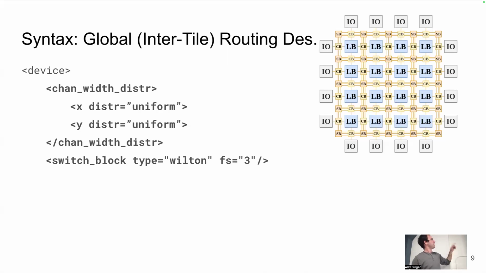And then also inside the device, we describe what our switch blocks are. So when I have all my channels and I have connections between those channels, how should they be connected? Should they be fully connected, meaning that every single wire has a dedicated wire to every other wire? Don't do that. In FPGA architecture, we don't do that because it's very inefficient for lots of reasons. But a very common type of switch block is called the Wilton architecture.